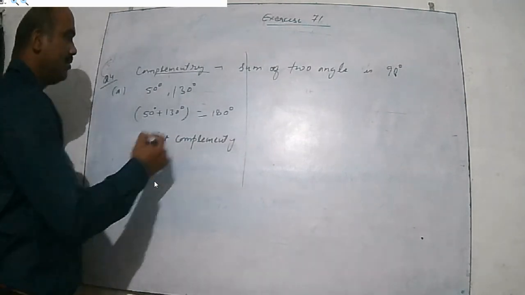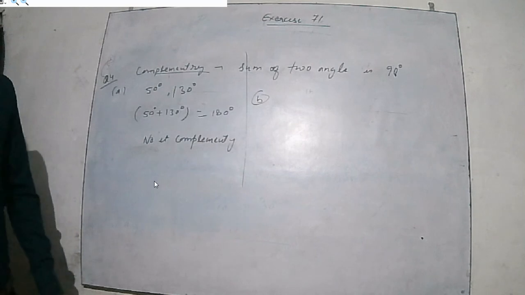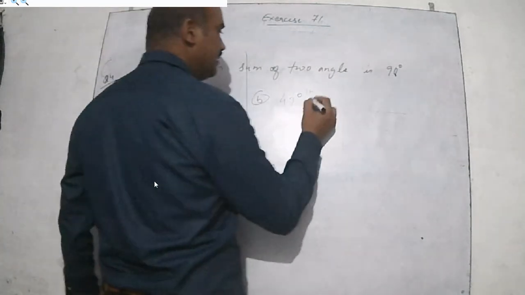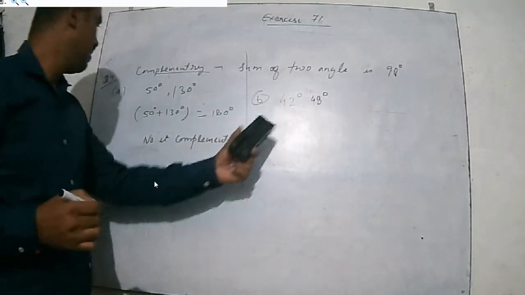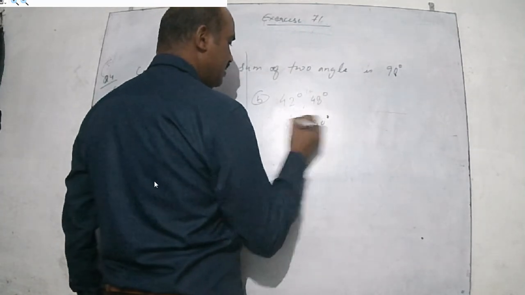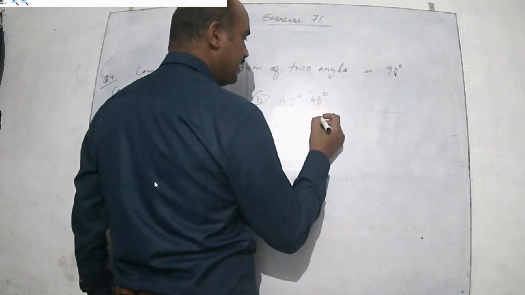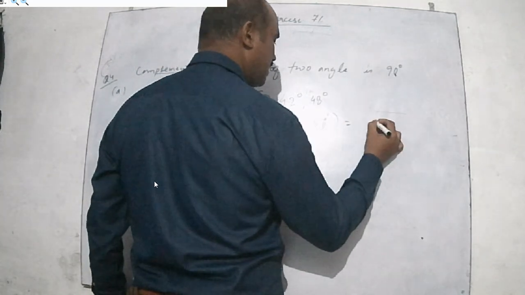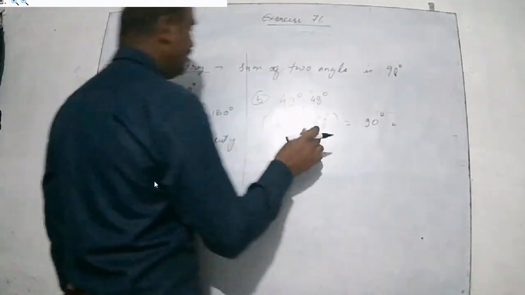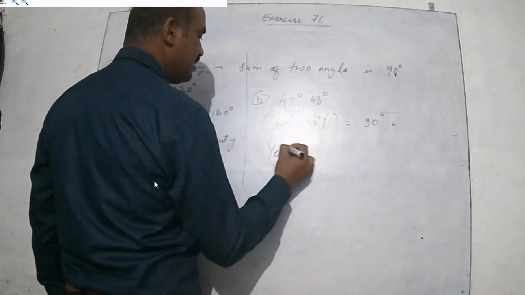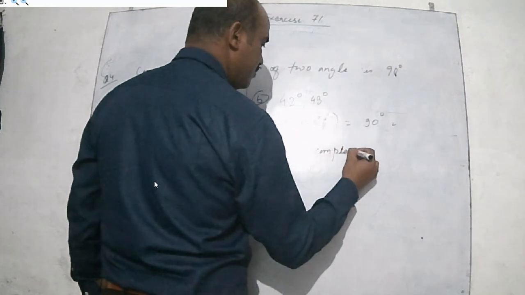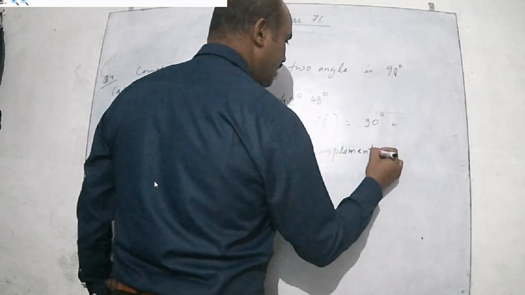I do the next one, suppose B part. In B part there are 42 degrees and 48 degrees. Add these two, 42 degrees plus 48 degrees, keep in a bracket. So you get how much? 8 plus 2 is 10, 4 plus 4 is 8, plus 1 is 9. So it is 90 degrees. Now you can say here, yes, it is complementary. Hope that you understand that.